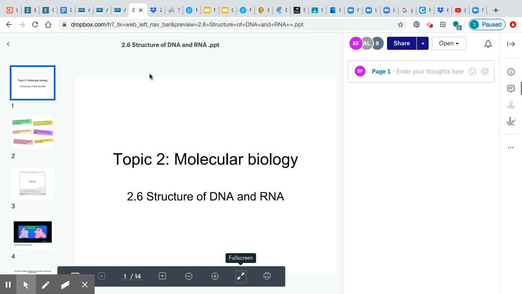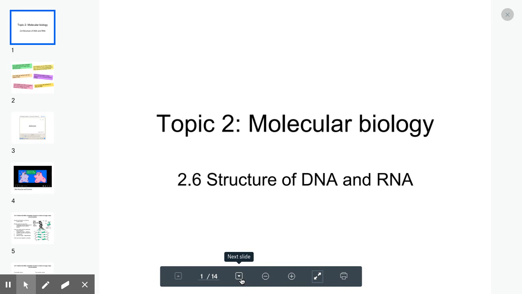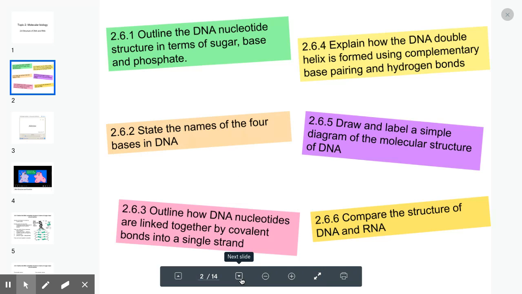Hello, everyone. We are going to begin 2.6, looking at the structure of DNA and also the structure of RNA. And this is a quick topic and kind of basic, but also very important. So here are the assessment statements.